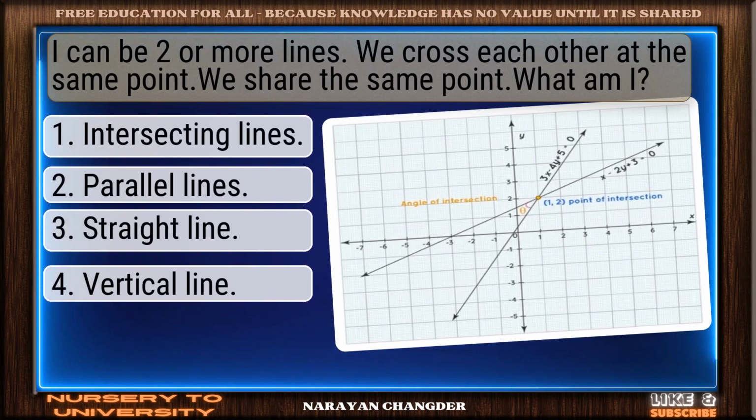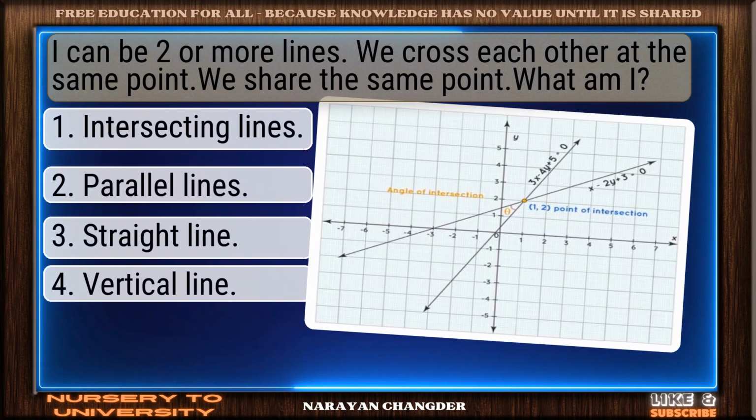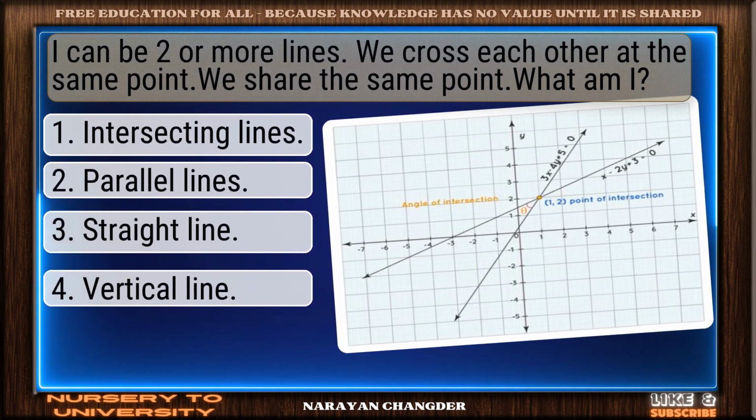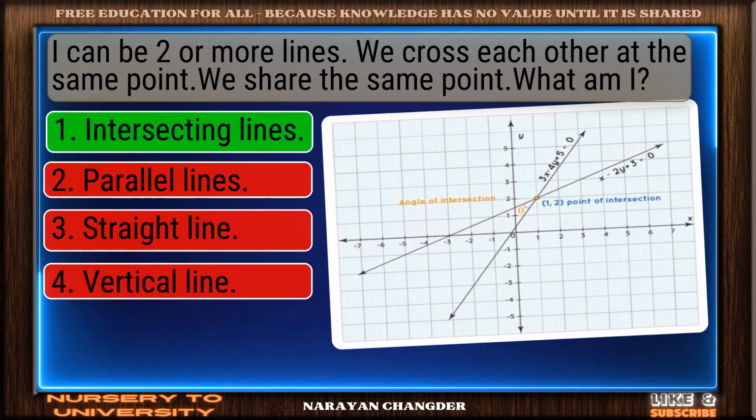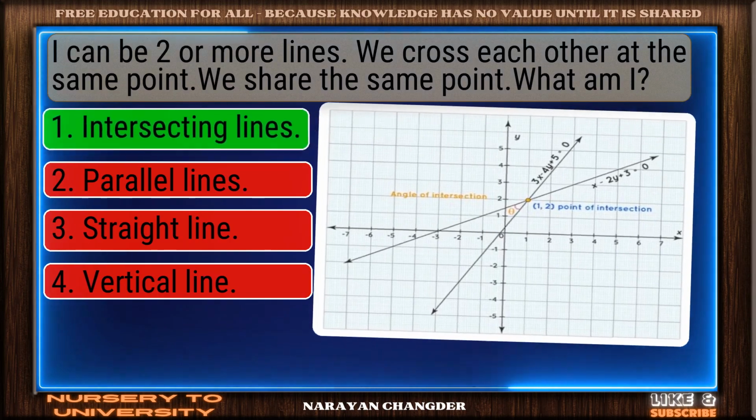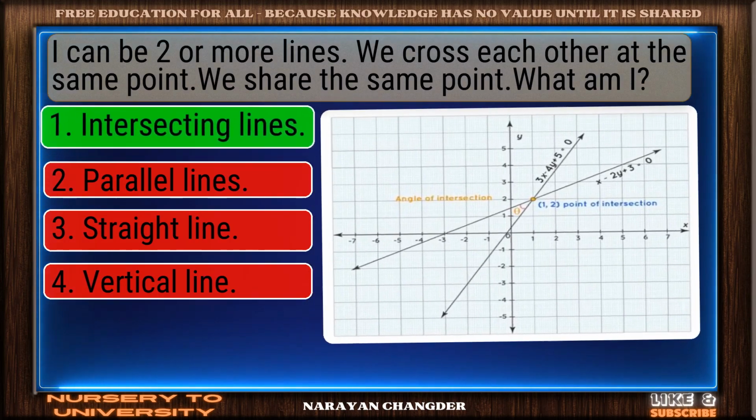Question number 35. I can be two or more lines. We cross each other at the same point. We share the same point. What am I? You're right. Intersecting lines is the correct answer.